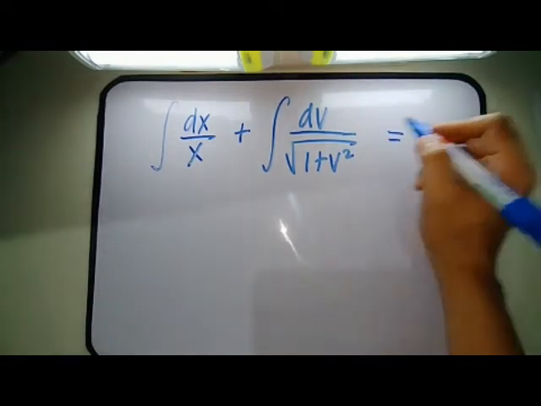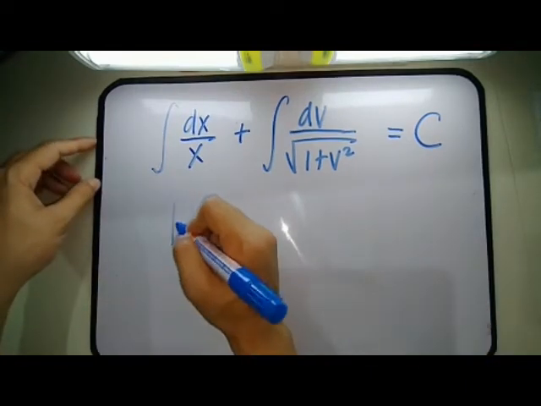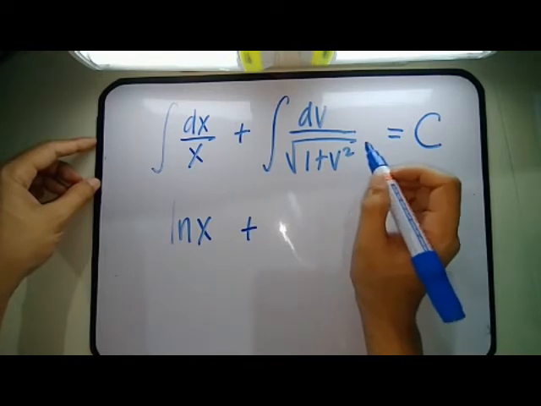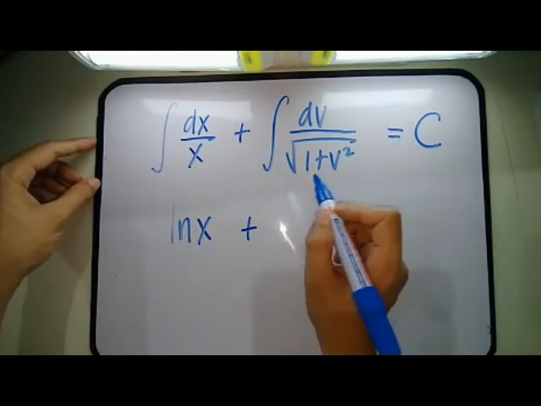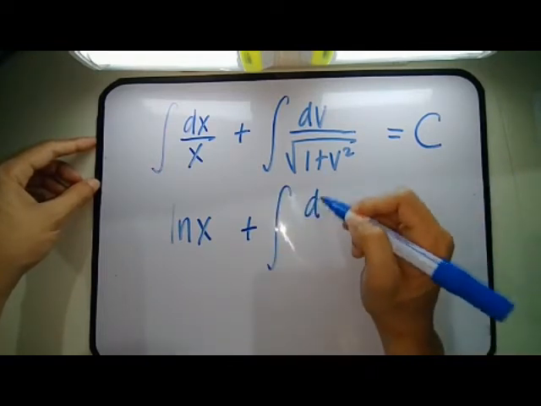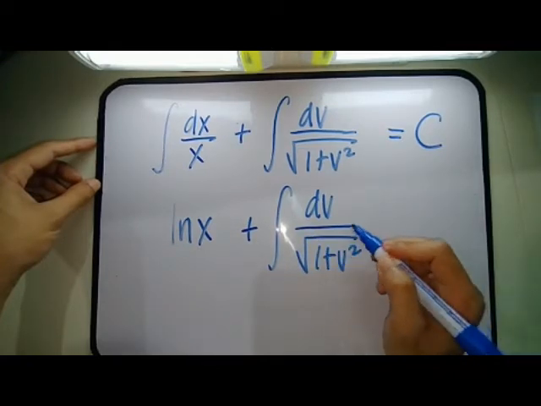So, of course, pag integrate, may constant sa kabila. So, ito guys, of course, ln x. And here, we can use trigonometric substitution because we have this integrand. Meron siyang 1 plus v squared ang form. So, we have here integral of dv all over square root of 1 plus v squared equals c.